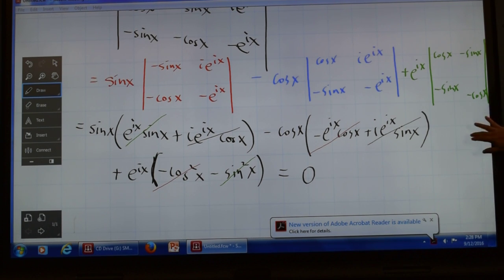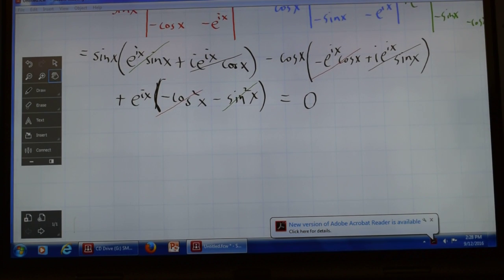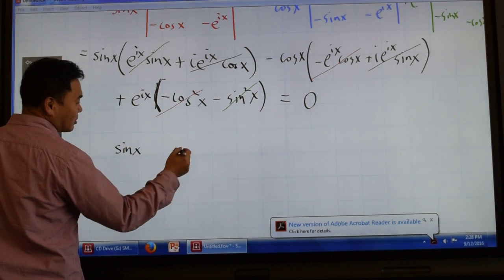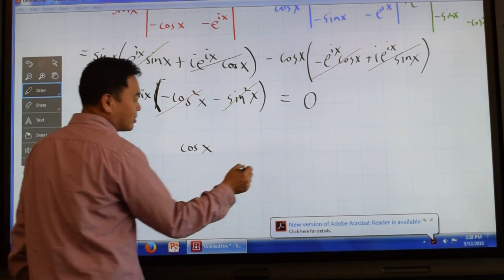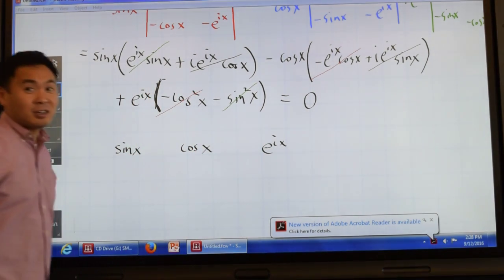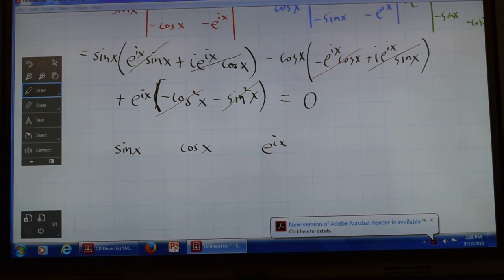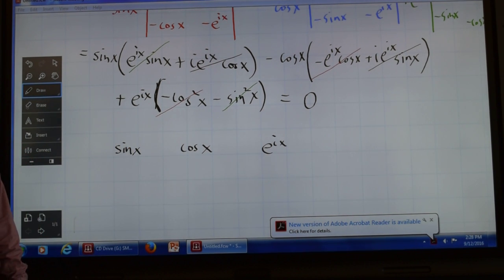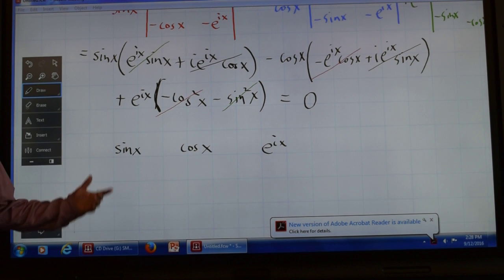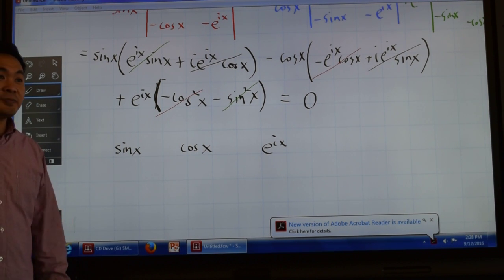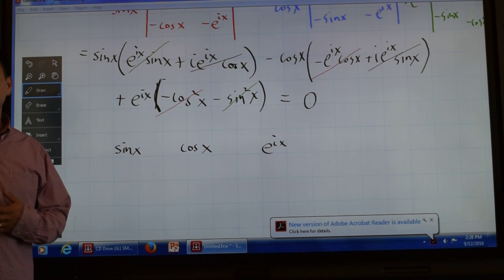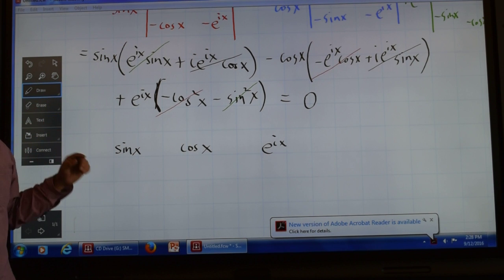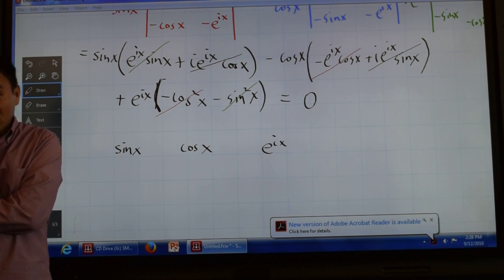But you would never have guessed that they are, right? You have sine x, cosine x, e to the ix. They look completely different, but indeed there's a relationship between them. What's the linear relationship between them? Does anyone know? How are they related? According to our wronskian calculations, it says that they are related.